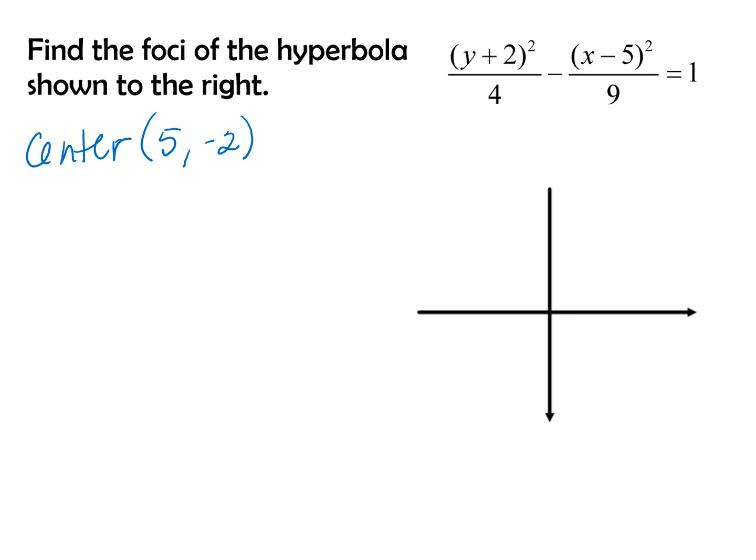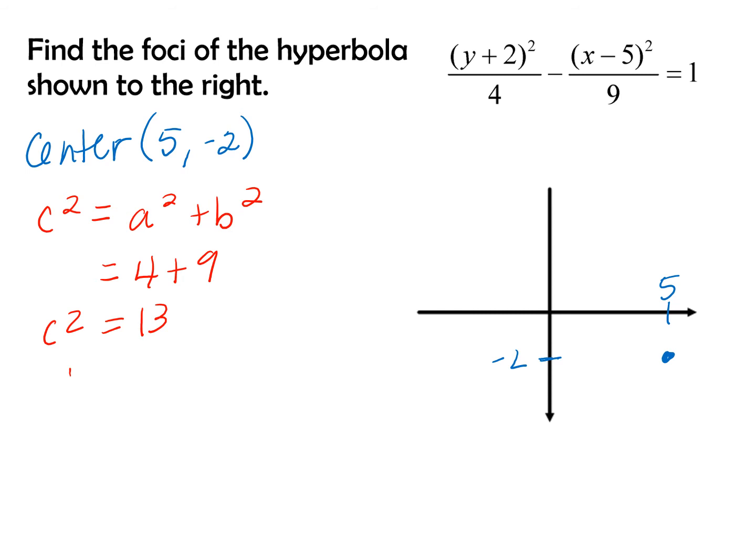Again, I can do a quick little sketch here. So 5, -2, that would be my center. And since the y comes first, I know this is going to open along the y-axis. Let's go ahead and start finding our c squared. So we know c squared equals a squared plus b squared. Again, it doesn't matter which one's a and which one's b. 4 plus 9, so that's 13. But that's c squared, so we take the square root. Again, no plus or minus since we're finding the distance.